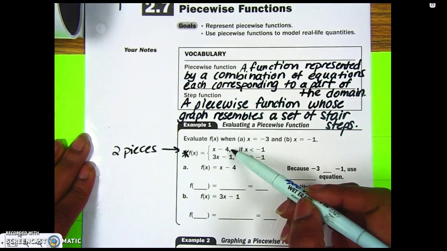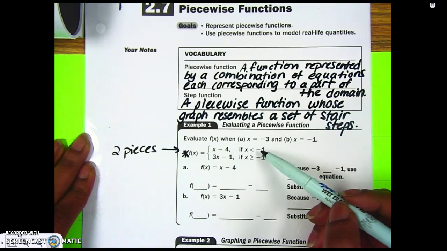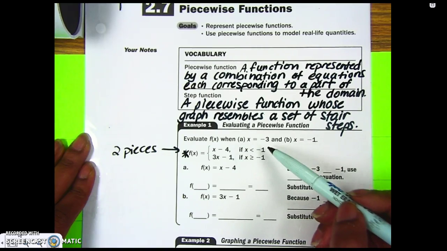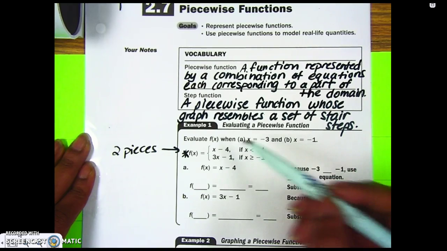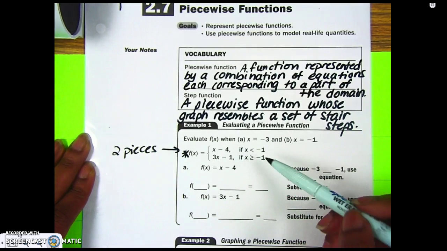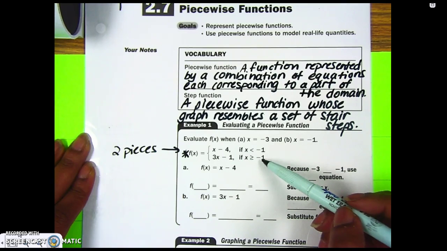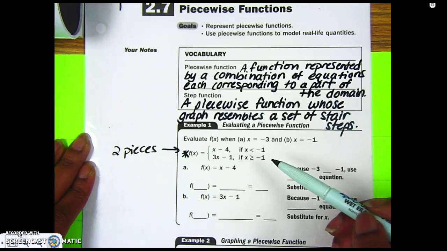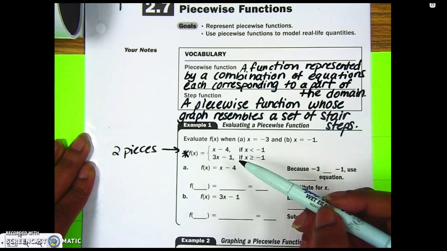For the first piece, x minus 4, the domain is x less than -1. So only values of x that are less than -1 can go into this function. And then the second piece, 3x minus 1, has a domain of x greater than or equal to -1. So only x's that are greater than or equal to -1 can go into this function.